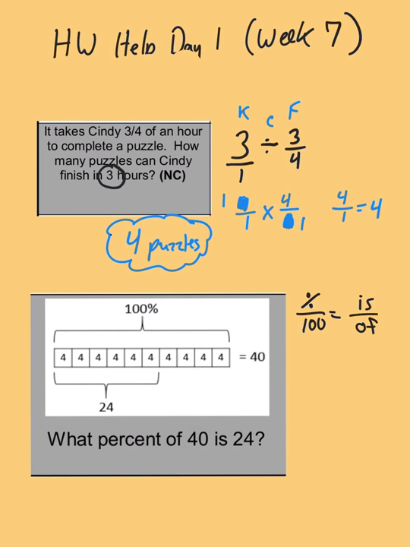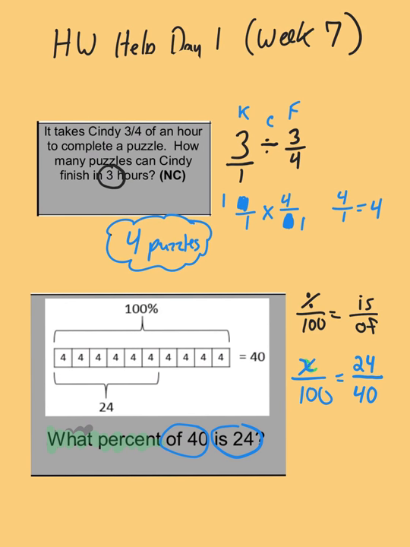So let's go through here and figure out where everything goes in the percent proportion. Notice it says what percent. That means we don't know what percent, so when I write my first fraction, it's going to be x over 100. Let me do the blue, because we don't know what percent. Now the second fraction is is over of. Well, is 24 means 24 is my is number, and of 40 means 40 is my of number.